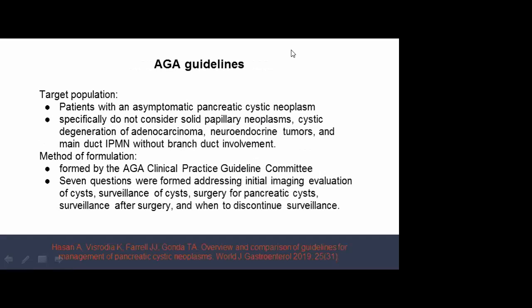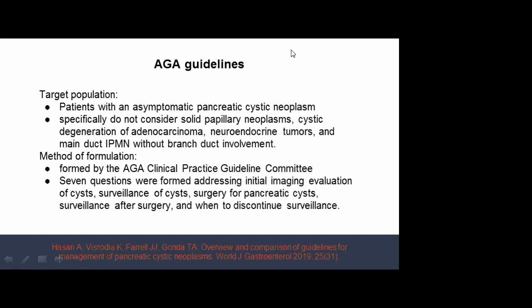Coming to the AGA guidelines, that is the American Gastroenterological Association guidelines, the target population is asymptomatic pancreatic cystic neoplasm patients. That means it includes all pancreatic cystic neoplasm cases, but the patient should be asymptomatic. Specifically, this guideline did not consider solid papillary neoplasms, cystic degeneration of an adenocarcinoma, or cystic neuroendocrine tumors, and also did not include main duct IPMN without branch involvement, which is a major drawback of these guidelines.